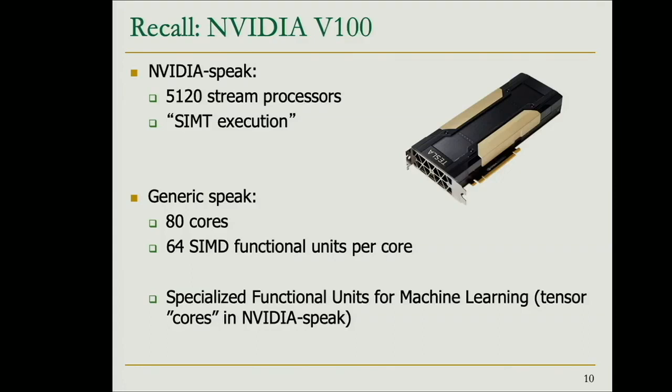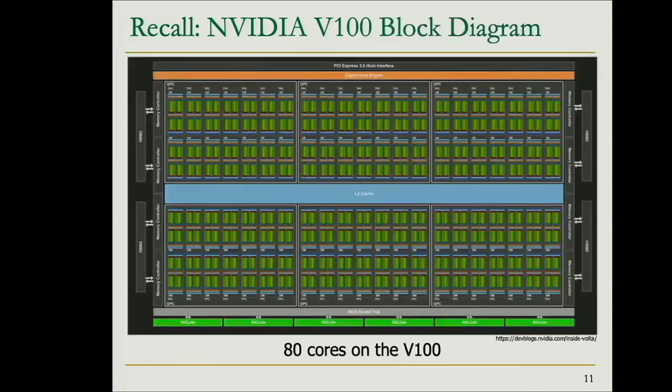Something interesting in this Volta architecture, something that actually started with it, is some specialized functional units for machine learning. In NVIDIA terminology, these are called tensor cores. We'll see something more in the next slide. But for now, what you can see is the entire block diagram. Each of these rectangles here is one SM or GPU core, and as we will see better in the next slide, it is divided into 4 different pieces.